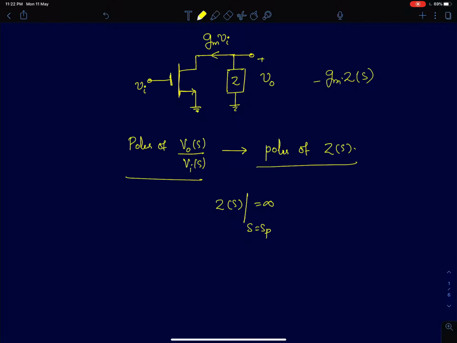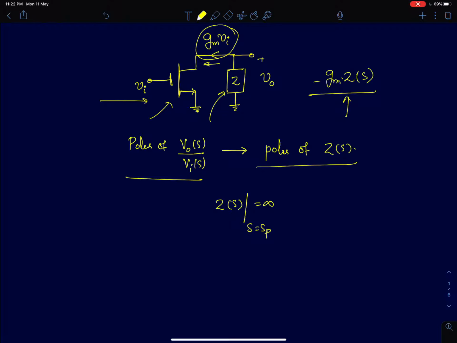So first, shown here is a simple common source amplifier, wherein you have a current gm Vi which is flowing through an impedance. So the gain of the circuit is simply given by gm into Z of s. So the frequency dependence of this circuit is entirely not because of the MOSFET. The transconductance is assumed to be independent of frequency, but the frequency dependence comes because of the impedance that you connected at the output.